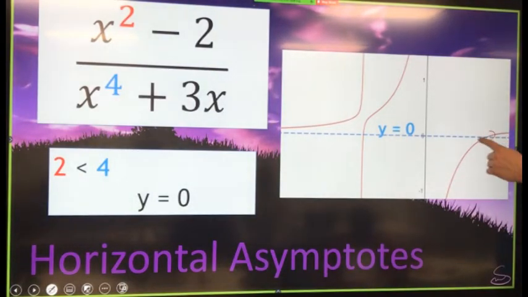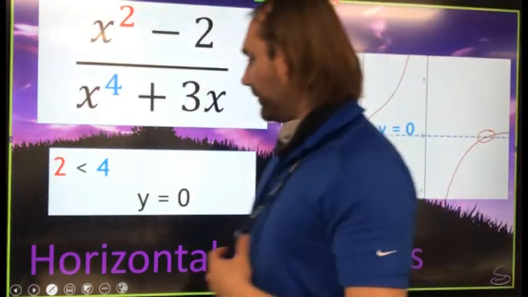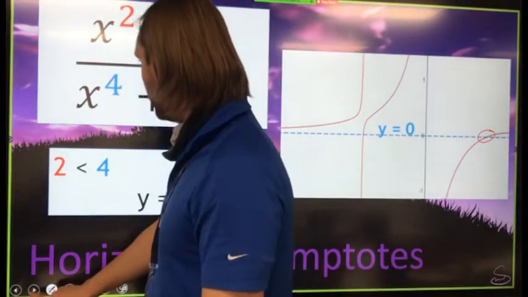Now notice I did mention horizontals do kind of cross. But this will bend back towards the graph. Start kind of riding along it again. Vertical asymptotes, your graph will never cross.